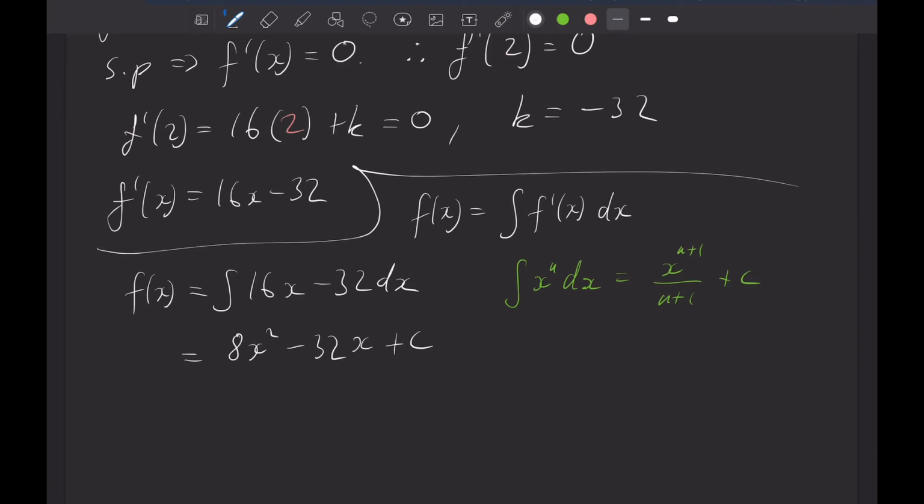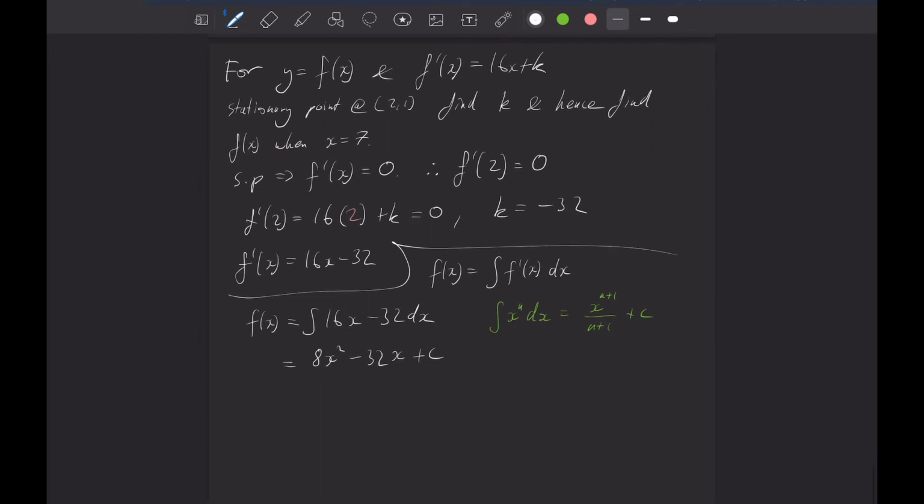Now, we have to find c, and it is immediately obvious, but it's not super clear, and it could be overlooked easily, that we can find c using this bit of information here. That is that f of 2 equals 1. So I can use that claim, f of 2 equals 1, and that implies that 8 times 2 squared minus 32 times 2 plus c equals 1.